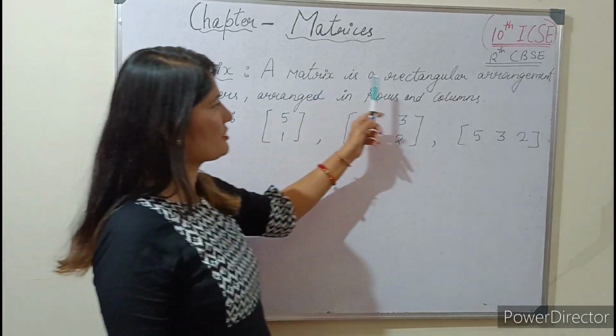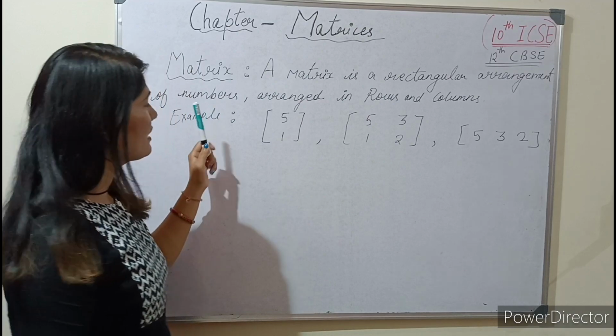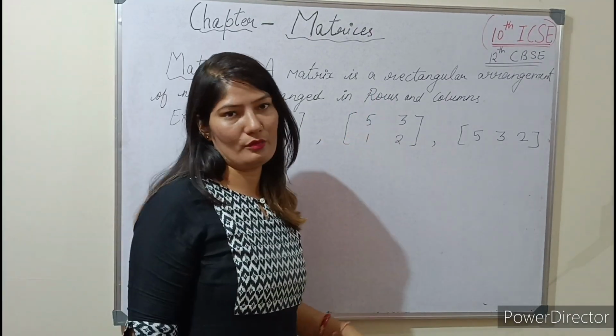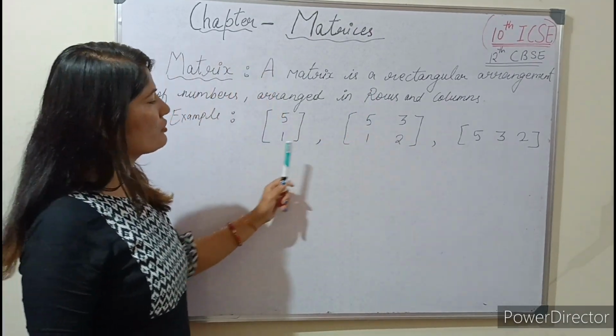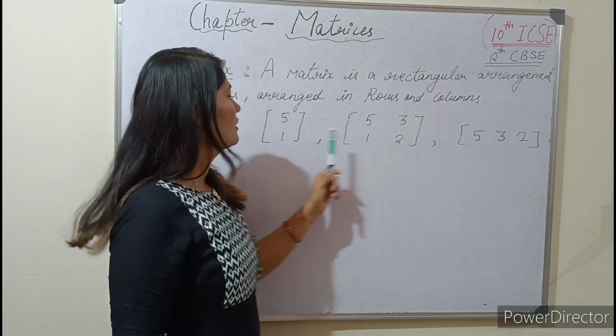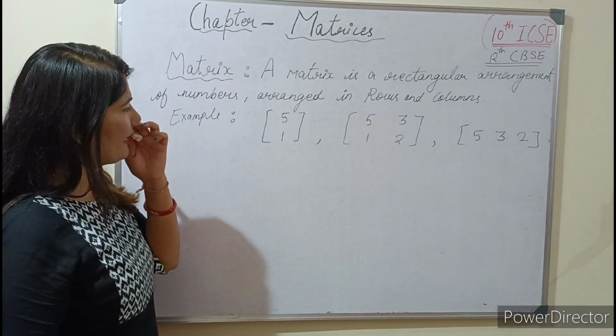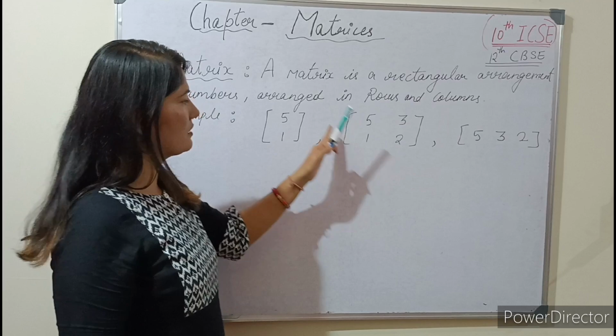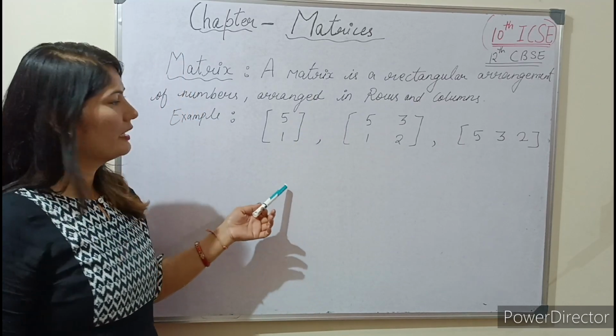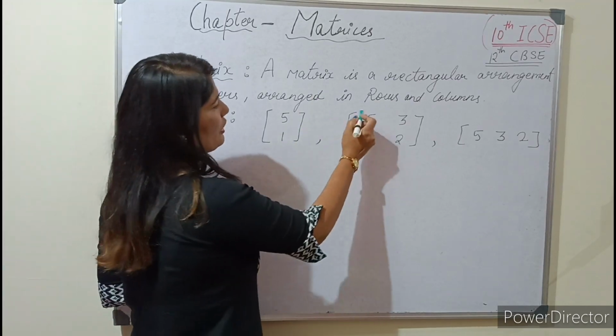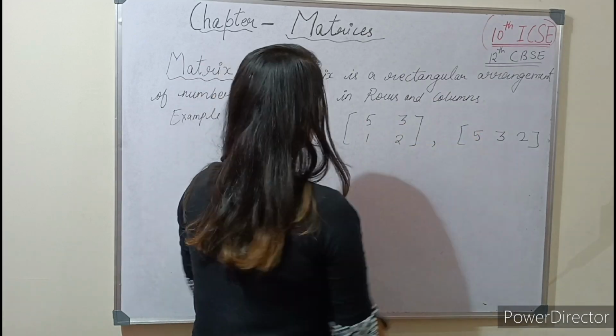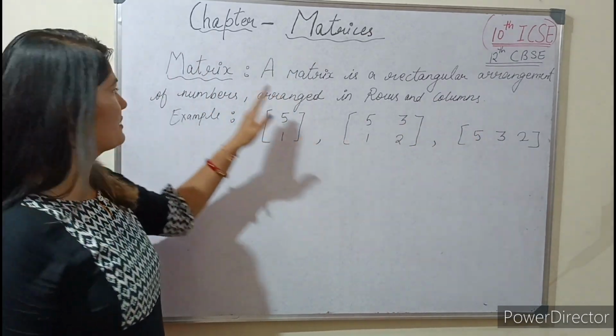A matrix is a rectangular arrangement of numbers arranged in row and column. So here you can see few examples of matrix is given. So in this case, you will see that all these numbers are arranged in some row and column wise, right? And also these numbers are closed by this square bracket. So these type of examples are known as matrices.